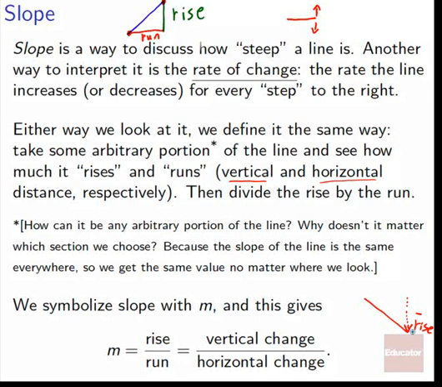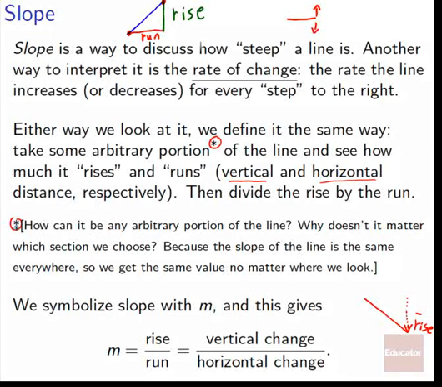All right, let's go back for a real quick and address this asterisk. Why is it that we can look at any arbitrary portion of the line? Why doesn't it matter which section of the line we look at, right? Shouldn't it matter if we look at a big section or a small section, or if we look at a high section or a low section? No, because the line never changes slope. That's what it means to be a line. Every section of it is going along at the same steepness.